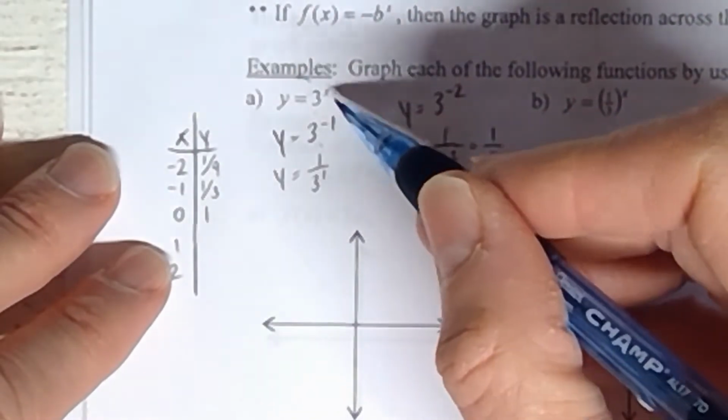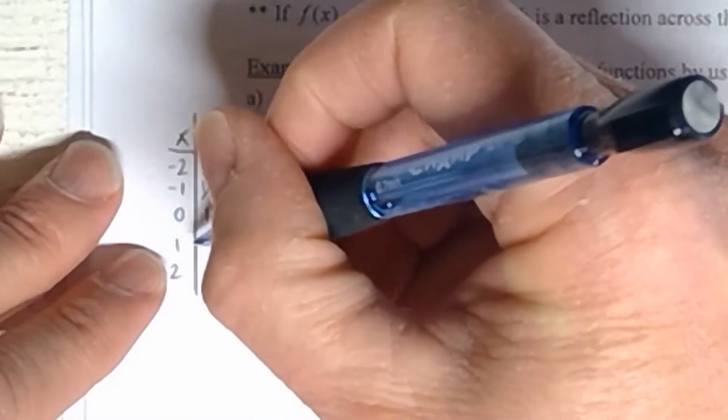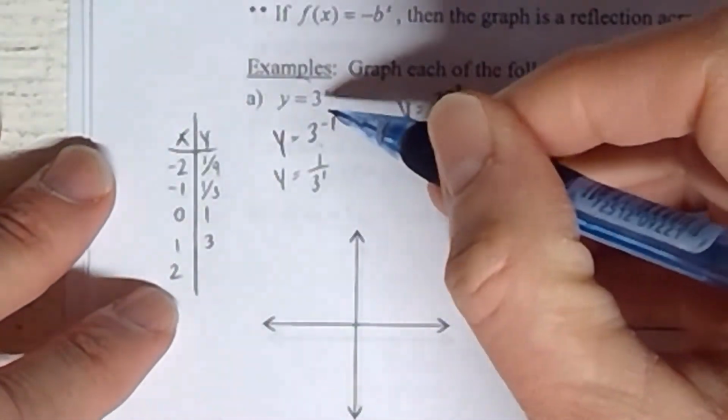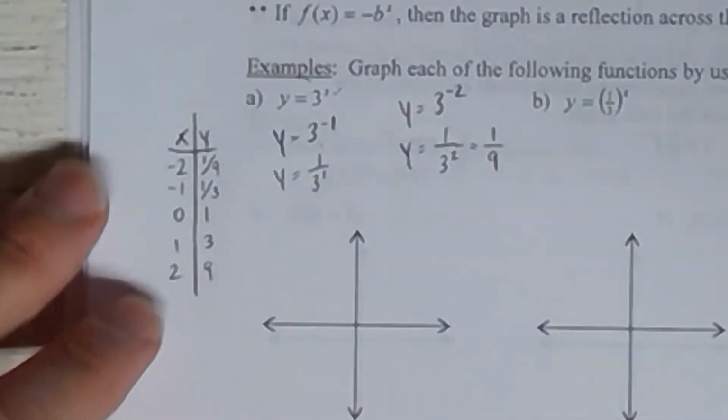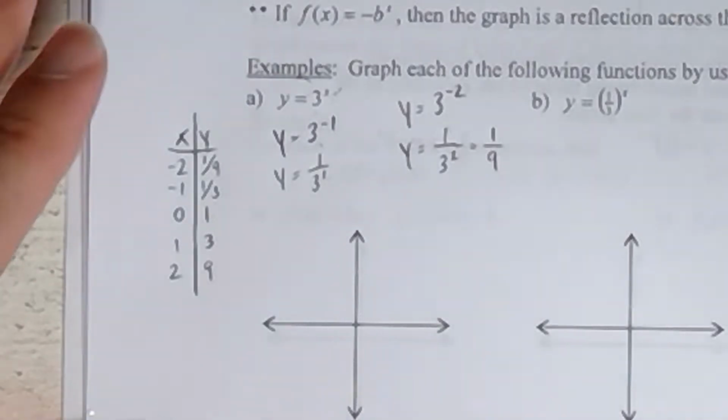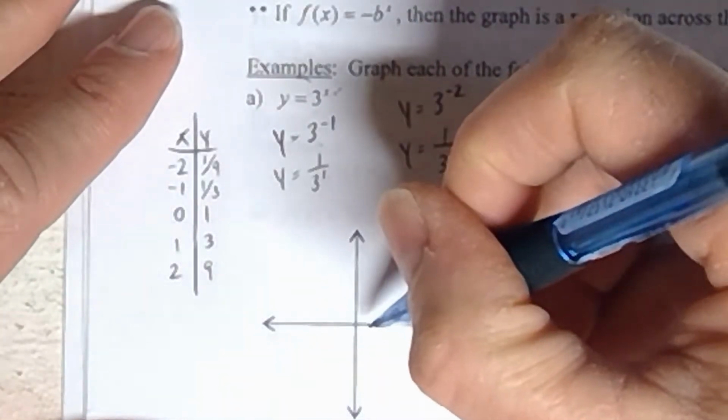If I plug in 3, I get 3 to the first, which is, of course, 3. And if I plug in 2, I get 3 to the second power, which is 9, right? Okay.